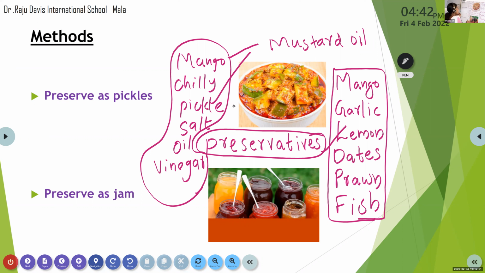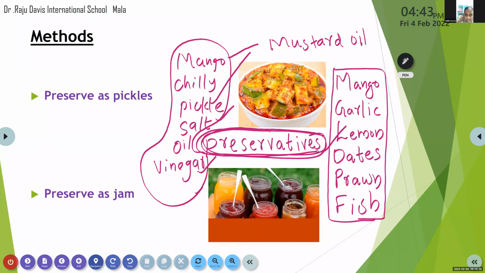Why do we add this salt into this pickle? To get taste. In order to get taste, we add salt. Then for what purpose do we add vinegar? For a more expensive pickle. For what purpose do we add this vinegar? In the case of these pickles, this vinegar, this oil, this salt act as preservatives.